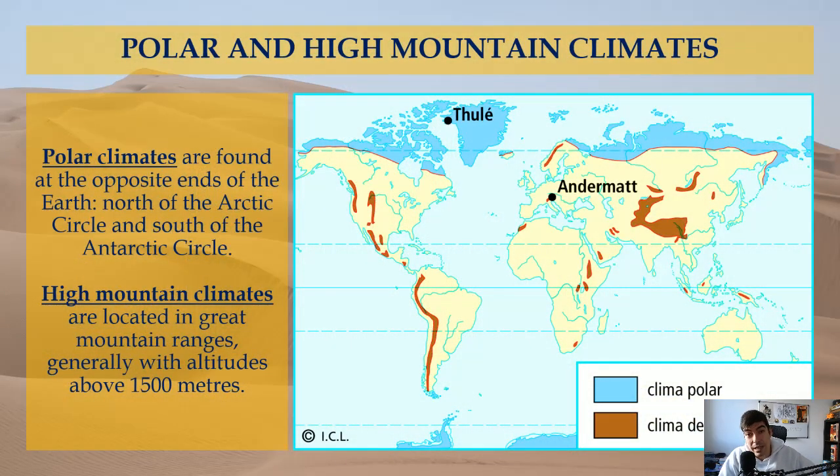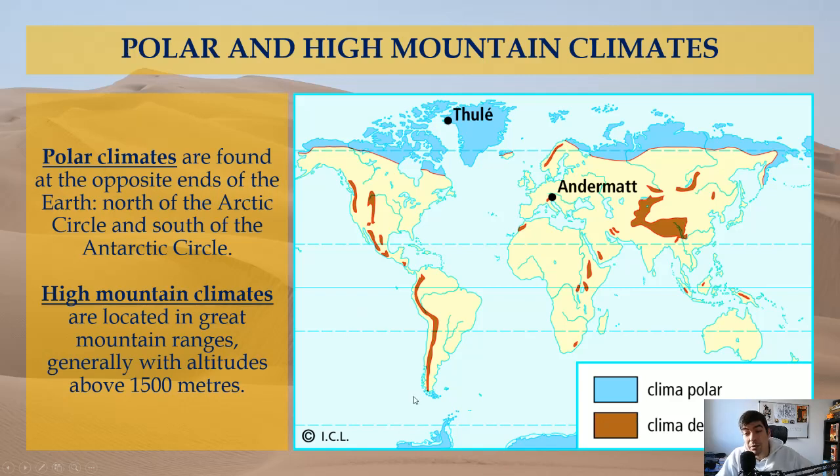And finally, the last two climates, we are studying them together, but they are two different climates, okay? They are the polar and the high mountain climates. The polar climates are found in the ends of the Earth, in the poles, in the Arctic regions, and in the southern polar regions, in Antarctica.